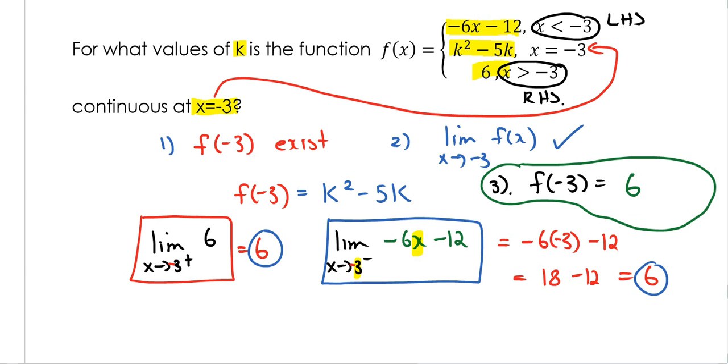And then you ask yourself, f of negative 3, what does that equal to? Well, that's just this expression right here in green. F of negative 3 equals k squared minus 5k. So I'm going to delete this part here, and I'll put this expression in here now, k squared minus 5k. Okay, so just moving this over now.